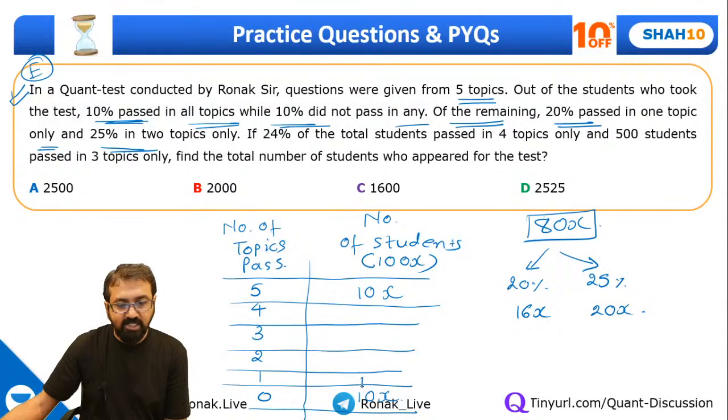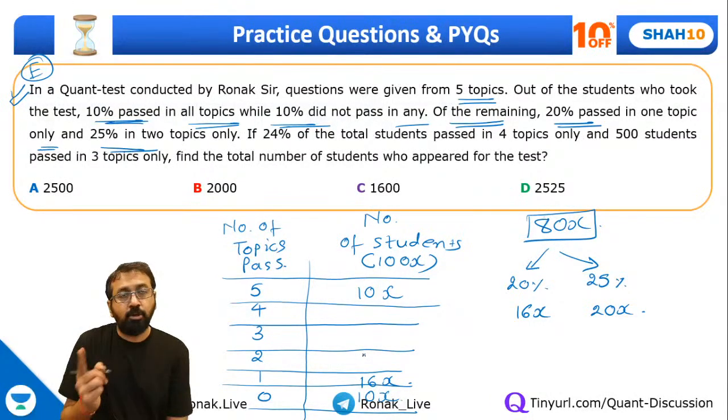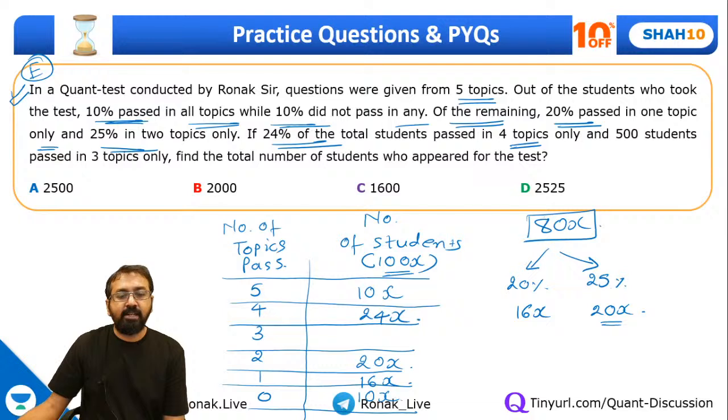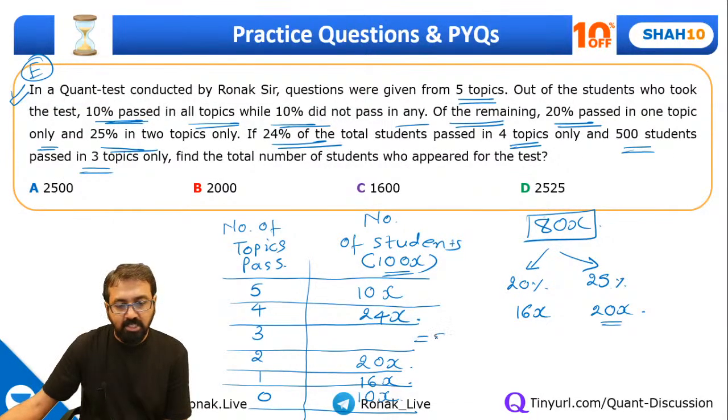So 20% passed in one topic only, so this will be 16x because it was of the remaining. The remaining students are 80x. How much is its 20%? 16x, and these 16x students passed in only one subject, right? And 25%, that is 20x, passed in two topics only. If 24% of the total students, that is 24% of 100x, passed in 4 topics, so this is 24x, right? And 500 students passed in 3 topics only, so this number is 500.